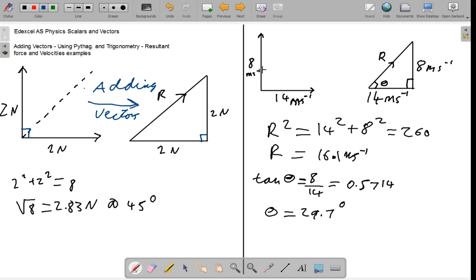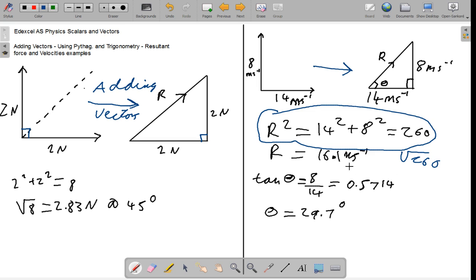And looking at the next example for velocities, we have 14 ms^-1 and 8 ms^-1 in the other direction. Going from tip to tail again, we have the angle theta here, right angles, and the resultant being there. So then we take the sum of the two squares here, square root it, and we get, so root 260 is 16.1 ms^-1.